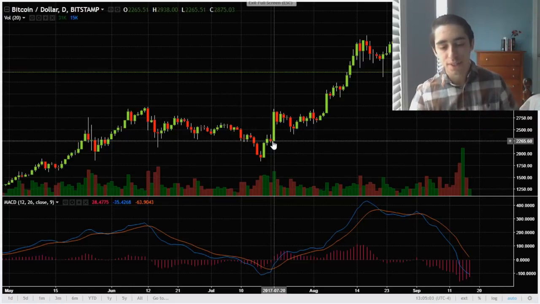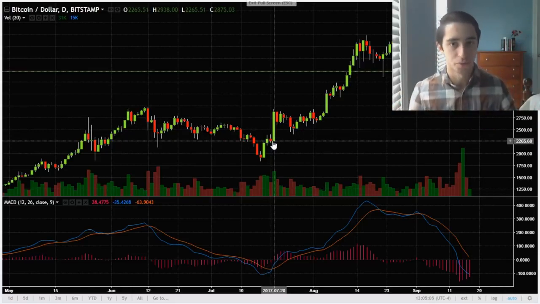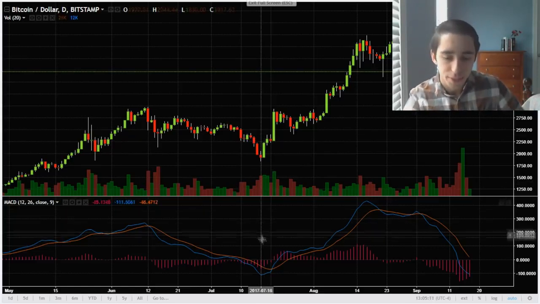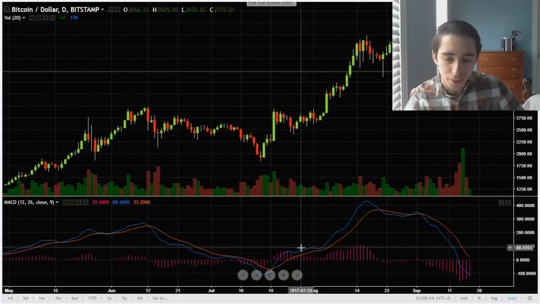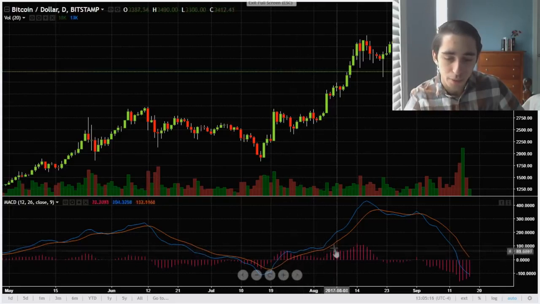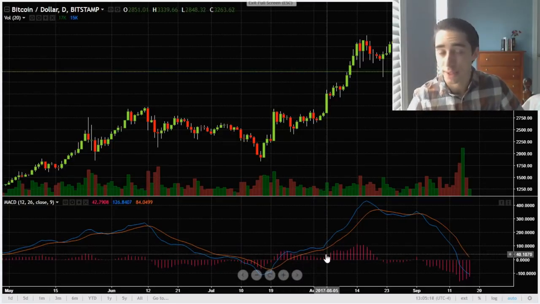Now, that doesn't signal an instant, okay, let's buy into it. That's not how the MACD works. It's not guaranteed of anything. What you want to see with the MACD is a continuation of the blue line, not only trending slightly upwards, but holding above the orange line, in this case the 26 EMA.